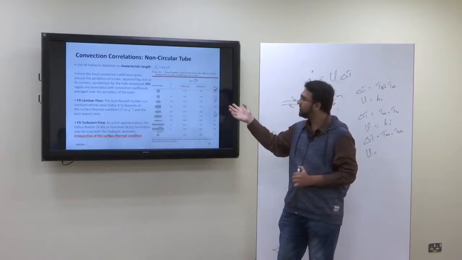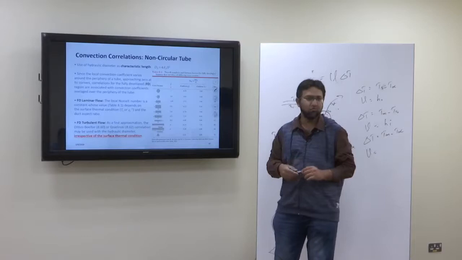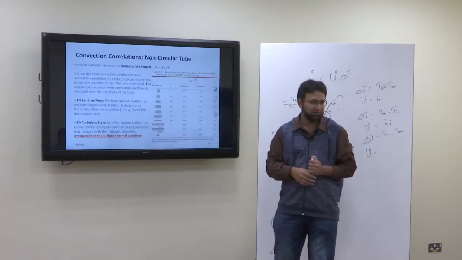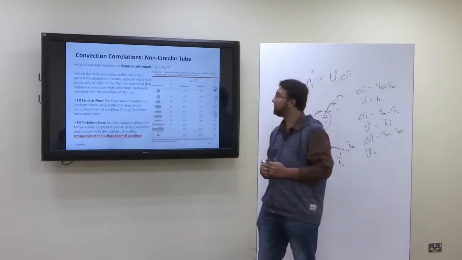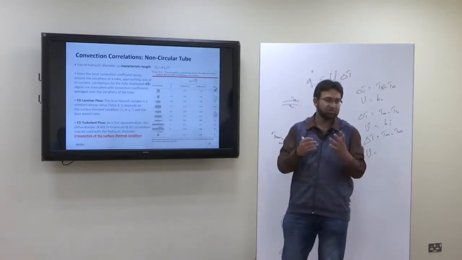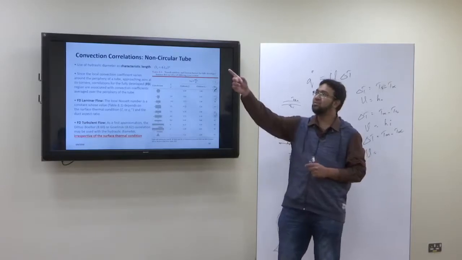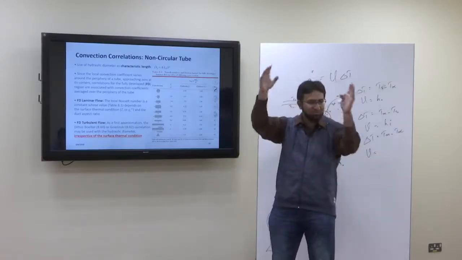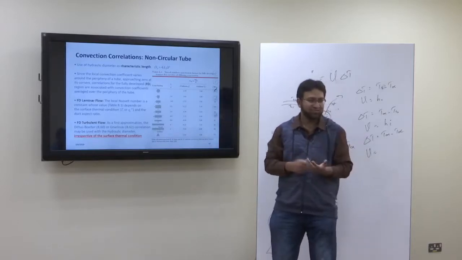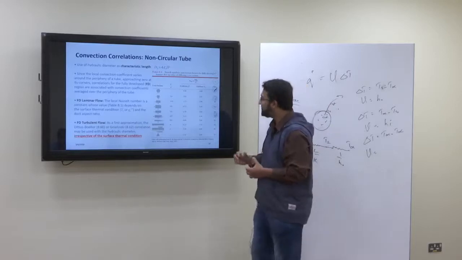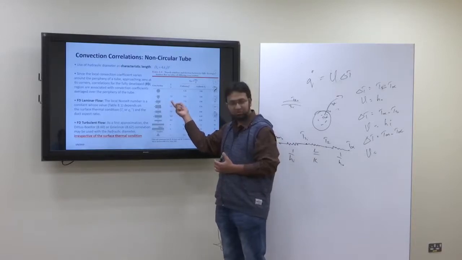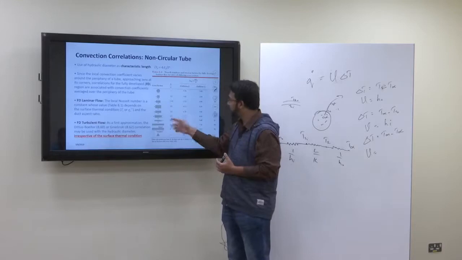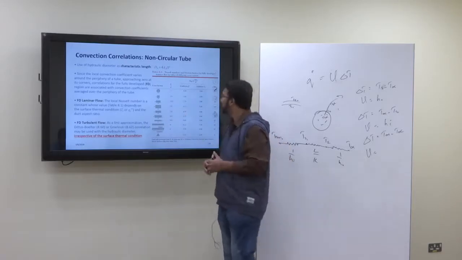We are not solving any problem for the non-circular tube, but I have placed one problem as a homework problem in the non-circular tube section. There are ducts, square ducts. For example, have you seen the ducts which take the air? They are square shaped, right? So there is air flowing inside it. We can have a square shaped duct, a rectangular shaped duct with different aspect ratios, and we can have a triangular duct. We can have anything.